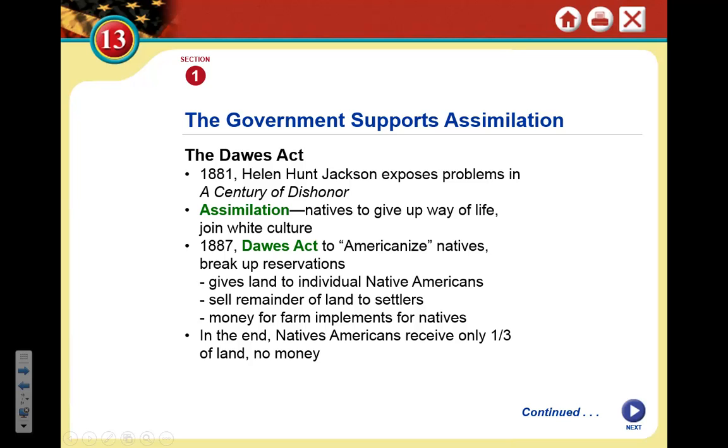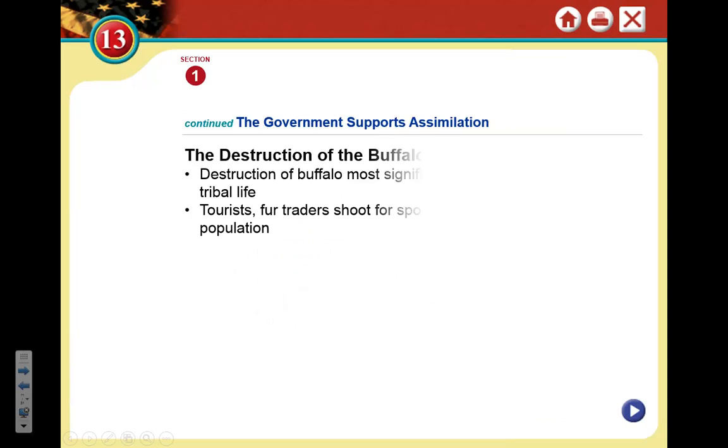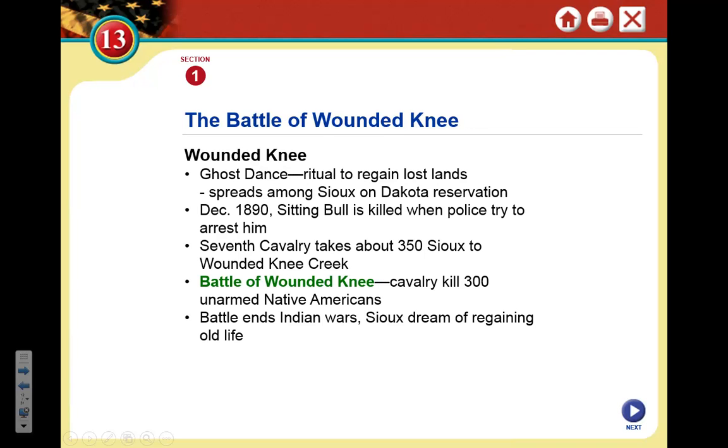The plan, however, failed. Native Americans were cheated out of the best land. As a result, they had little success farming. Worse yet, by 1900, whites had killed nearly all the buffalo. Native Americans depended on the buffalo for their food, clothing, and shelter. The Sioux adopted a ritual called the Ghost Dance, which they hoped would bring the buffalo back. This made the Army nervous.